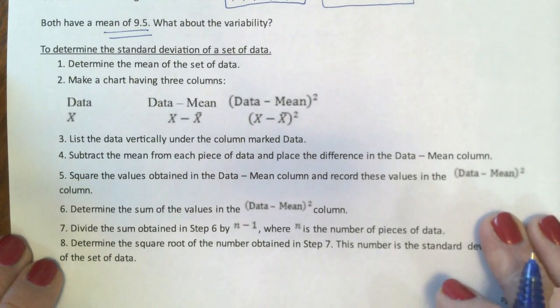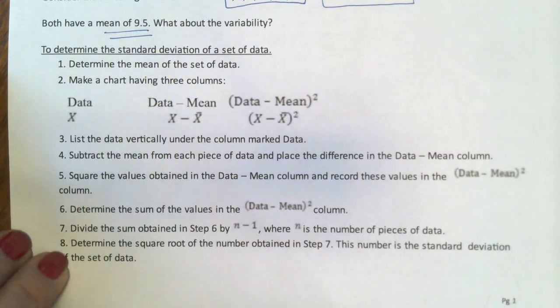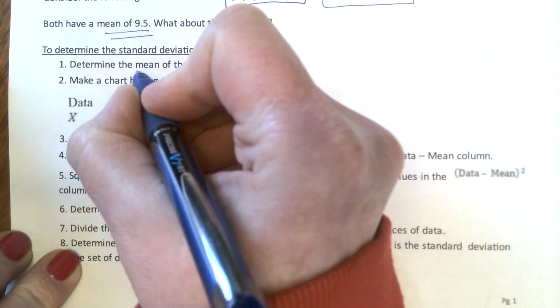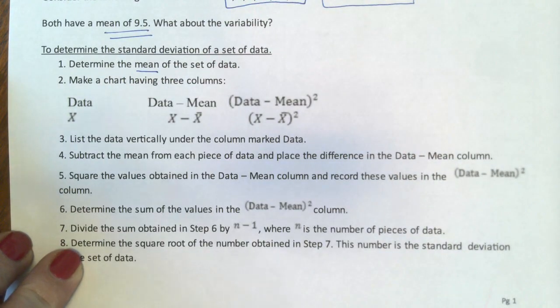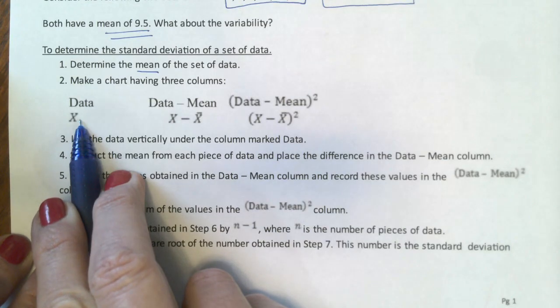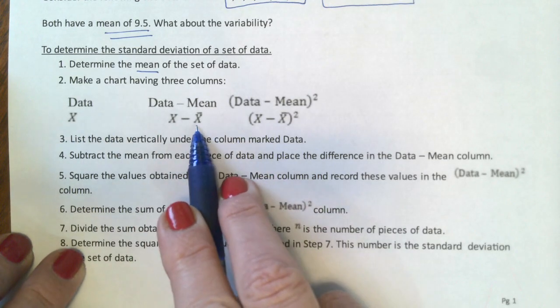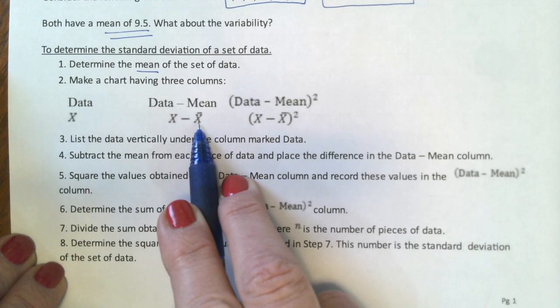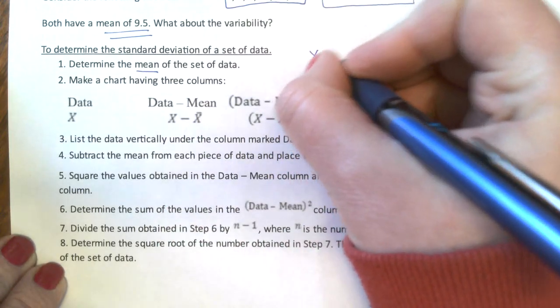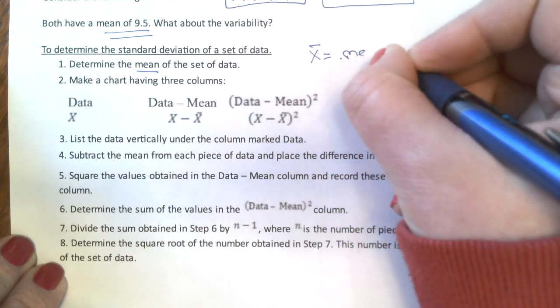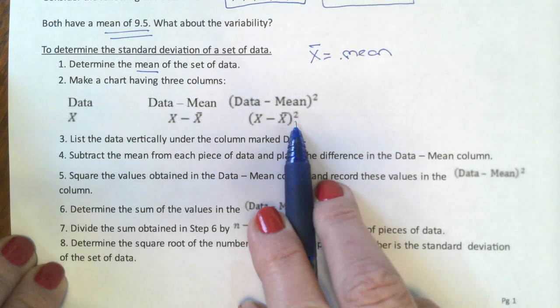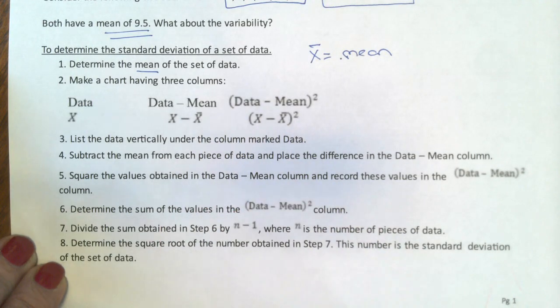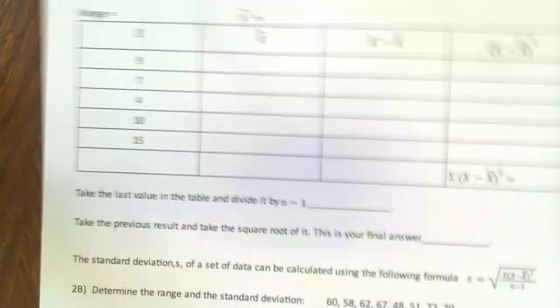So to determine the standard deviation of a data set, the first thing we're going to do is find the mean. Then we're going to make 3 columns. We're going to put our data in the first column. The second one, we're going to take the data minus the mean. X bar here is the mean. In the third column, we're going to take that answer and square it. And then finally, we're going to take the square root of that number. All right, let's give it a go.